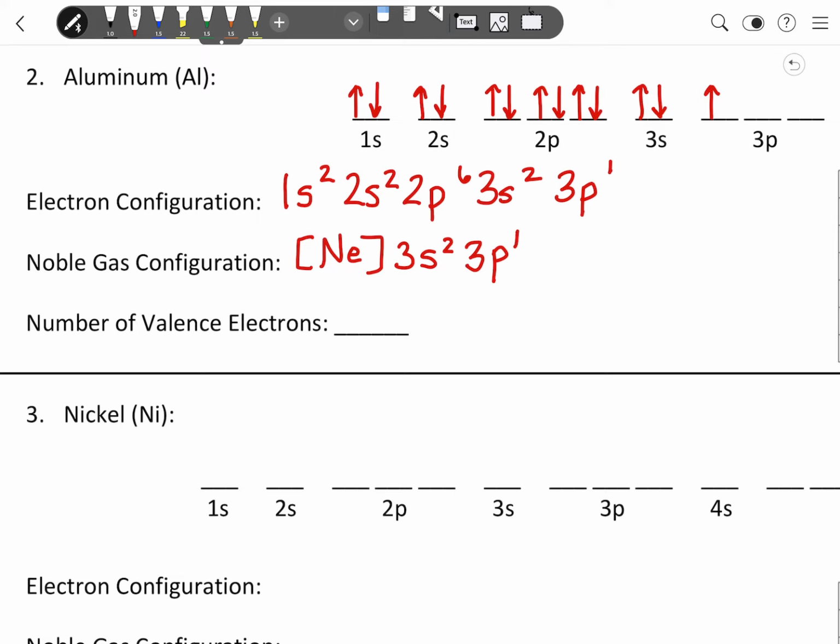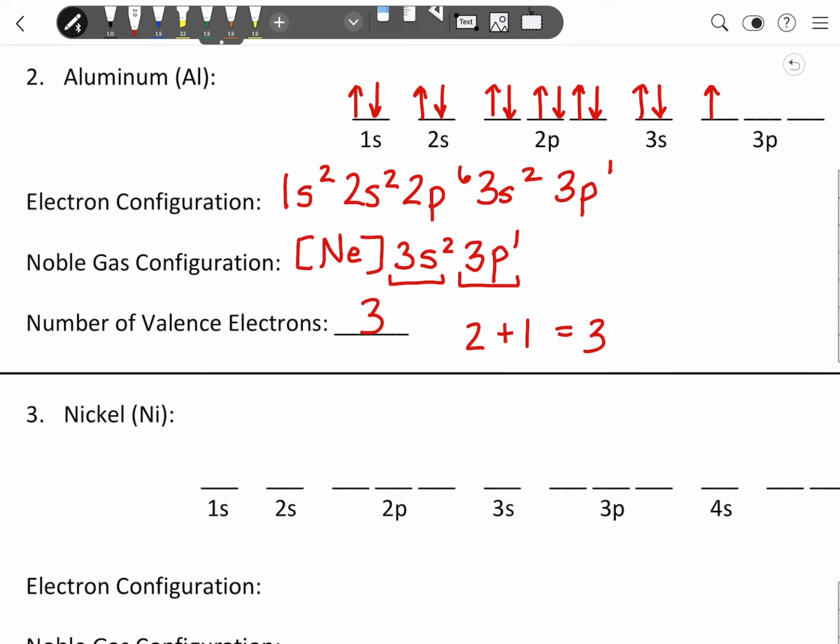Okay, so to count valence electrons, you want to look at the highest energy level. What's the highest energy level? 3s2 and what else? 3p1. These are both energy level 3. And then you count how many electrons are in S: 2. And how many in P: 1. So I'm going to add them together. So I have 3 valence electrons.